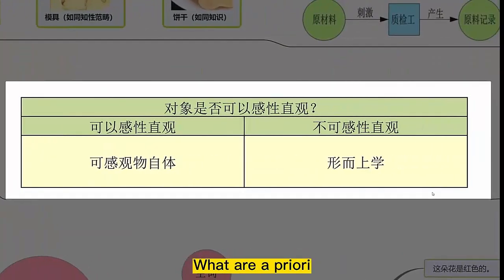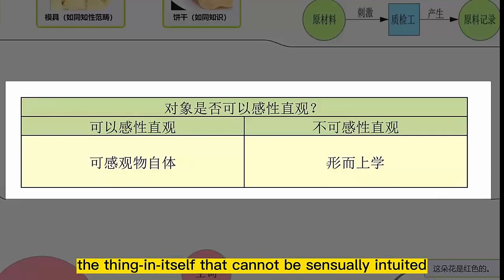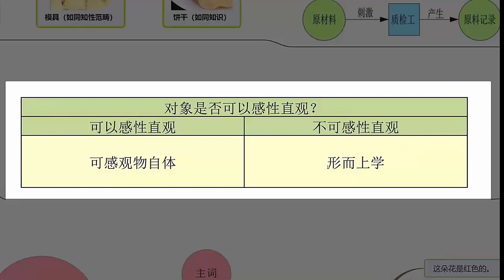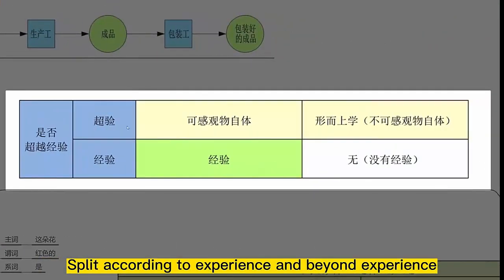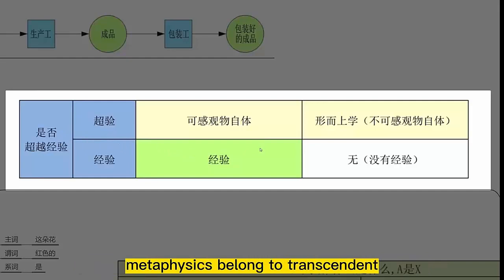What are a priori, transcendental and transcendent? Previously, according to whether the object can be sensually intuited or not, it can be divided into two parts: the thing in itself that can be sensually intuited and the thing in itself that cannot be sensually intuited. Split according to experience and beyond experience, it can be divided into empirical and transcendent parts, and both the sensible intuitable thing in itself and metaphysics belong to transcendent.